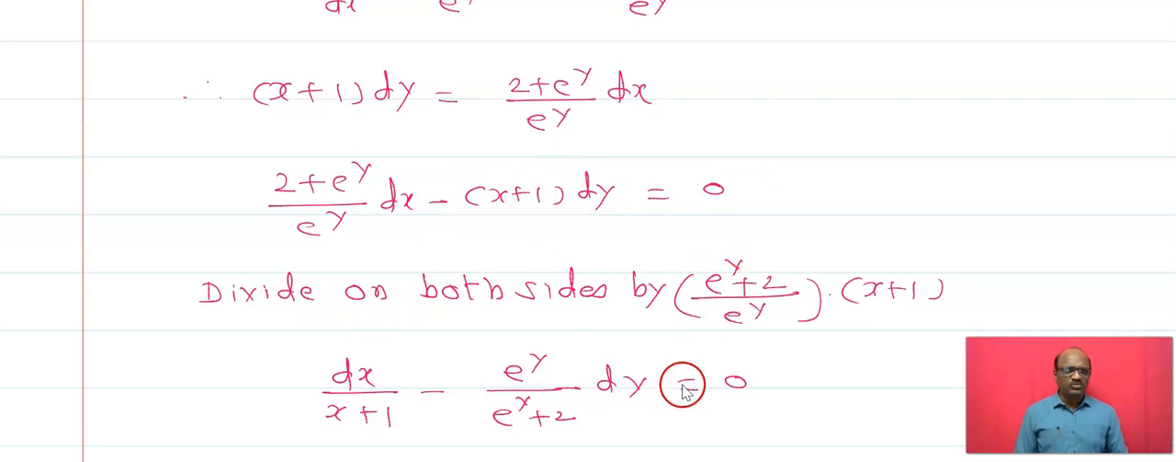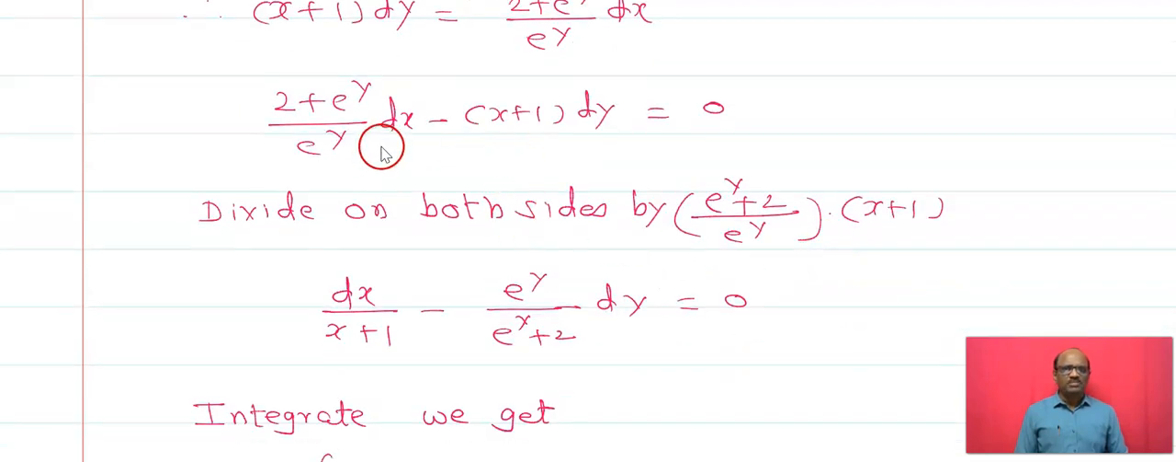Now divide on both sides by which terms do not contain x, dx is (2 + e^y)/e^y. What about here? (x + 1). Therefore, divide on both sides by (e^y + 2)/e^y into (x + 1). After dividing, you will get dx/(x + 1) minus e^y/(e^y + 2) dy equals 0.